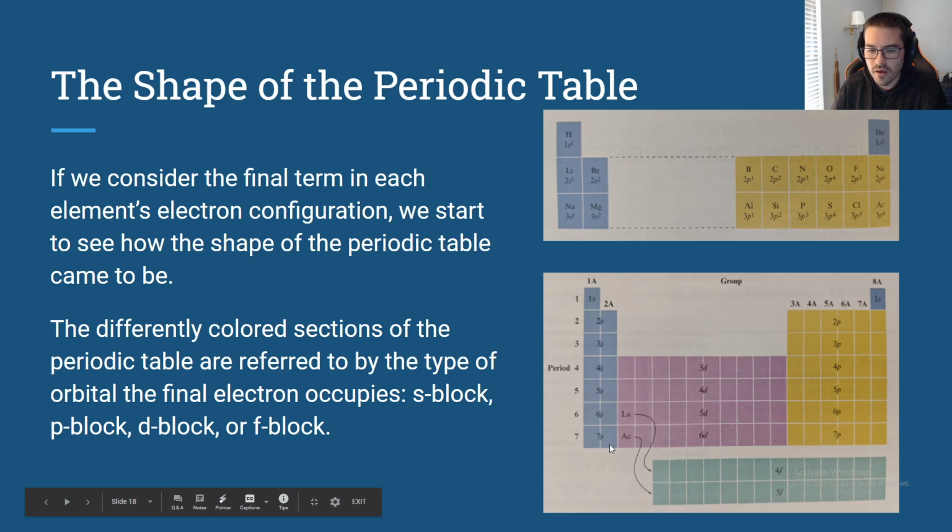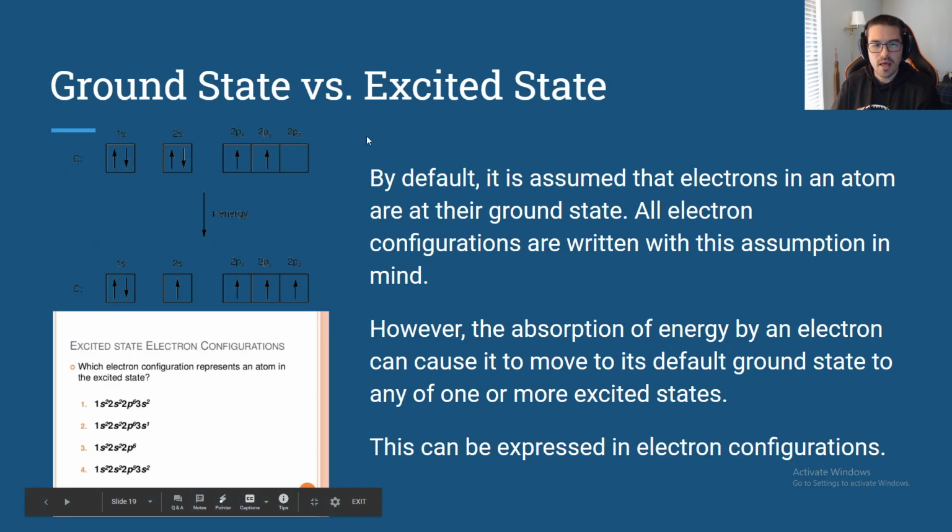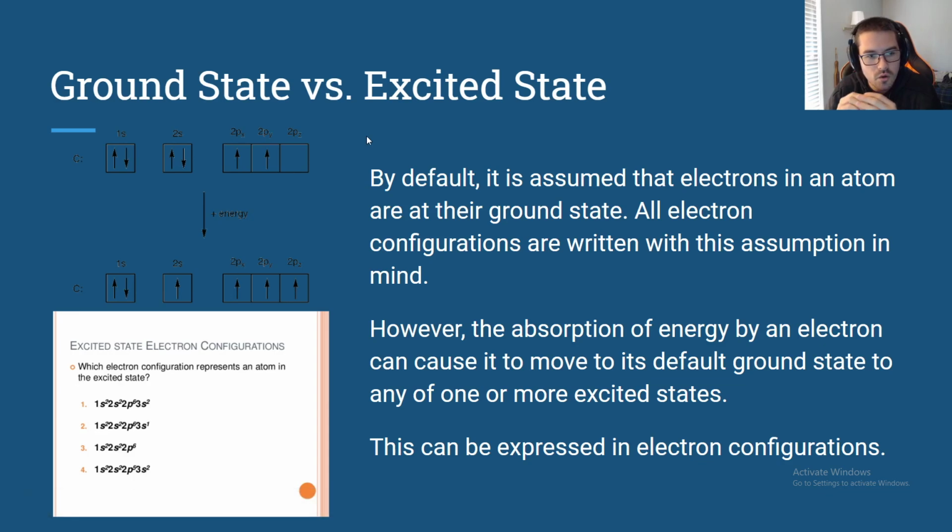What this does is it creates some sections of the periodic table, and I just wanted to mention this because it may come up in the textbook or in some other resources that you might read. These different regions are referred to as the S block, the P block, the D block, and the F block. And I wanted to make one last note here before I finish this video about ground states versus excited states.